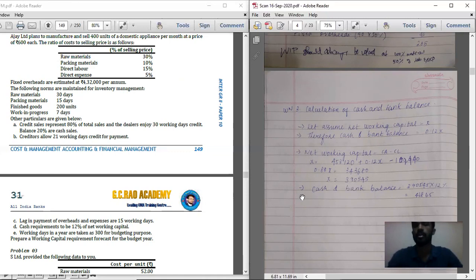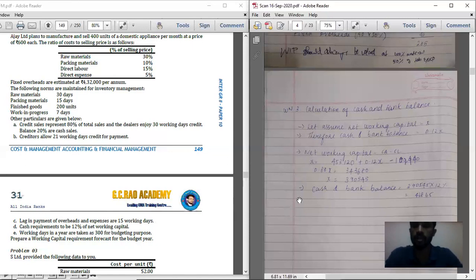3,90,545. Now we should calculate what is cash and bank balance. What have they given for cash and bank balance? Cash and bank balance is 12% of net working capital. Here we found x, that is net working capital, is 3,90,545. So 12% of this is cash and bank balance.